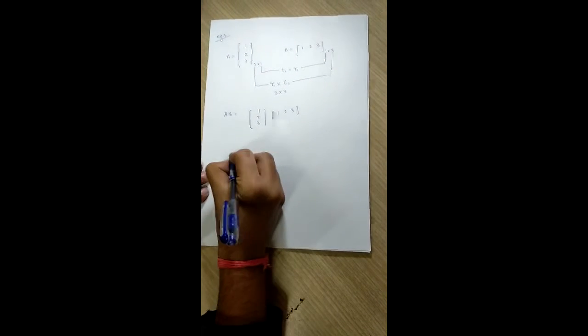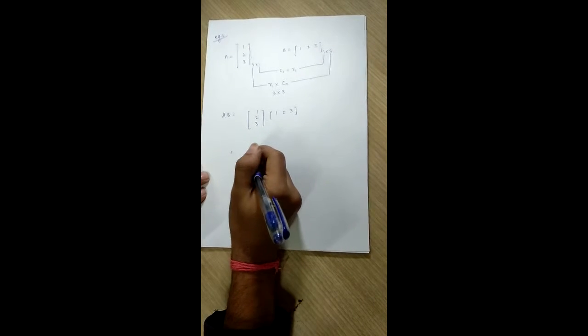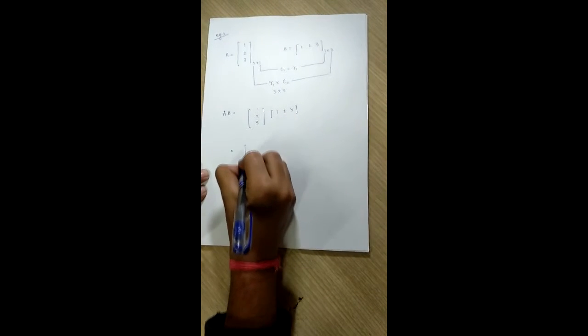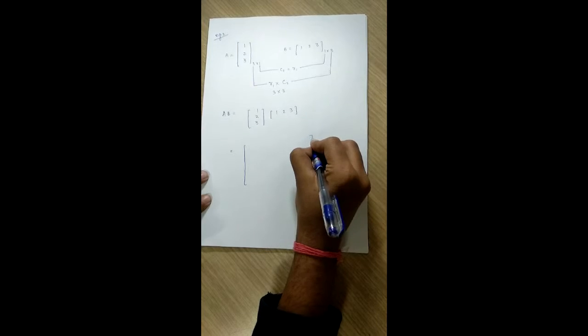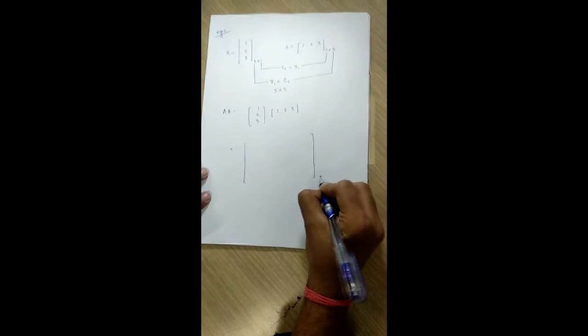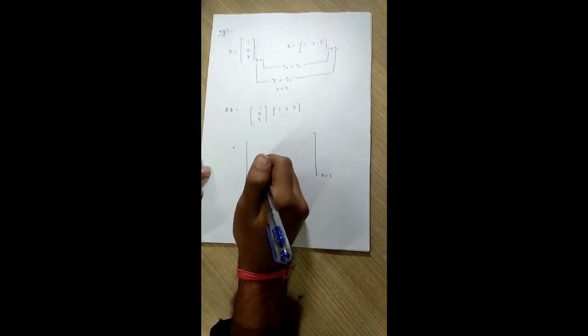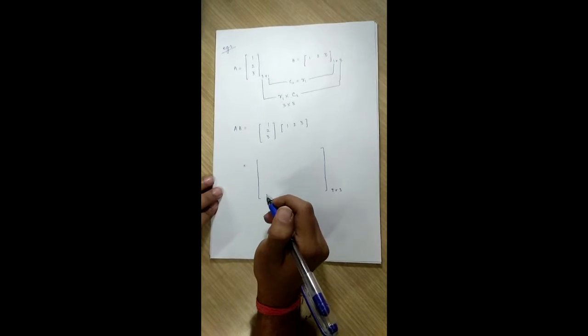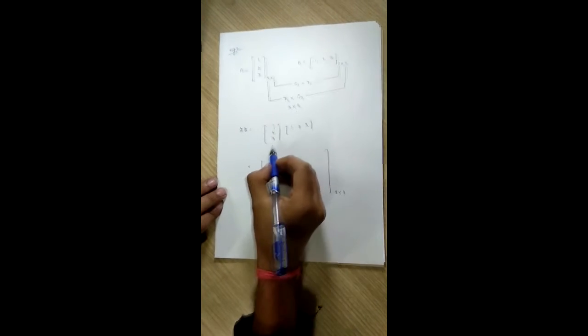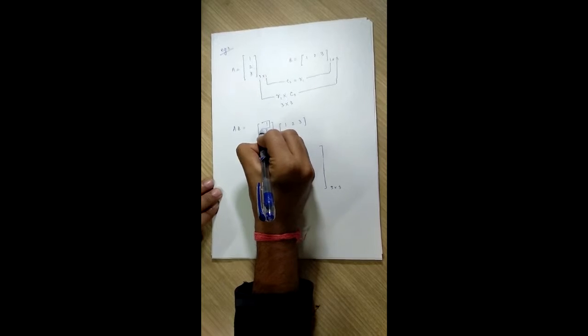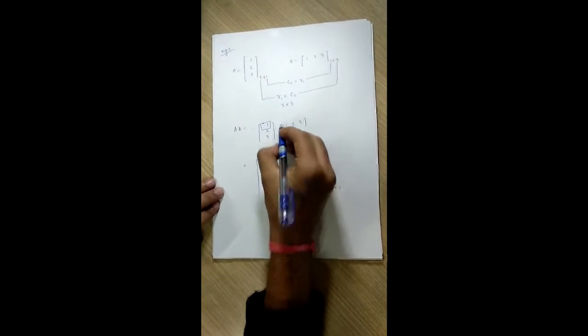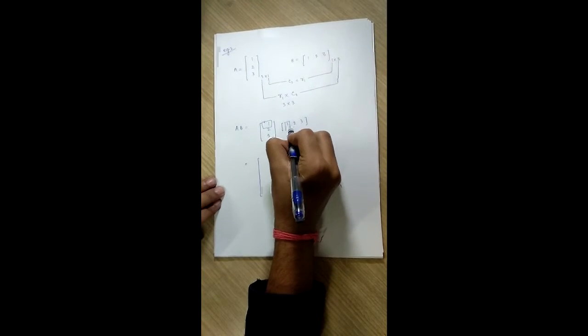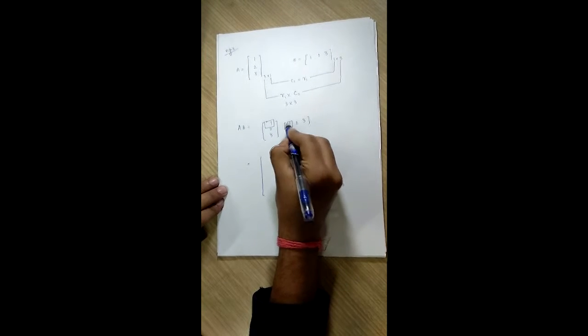Okay, so now our matrix will be the size of 3 by 3. So let's draw a big matrix 3 by 3. As we did in our first example, the first row of the first matrix will be multiplied with the first column of the second matrix.